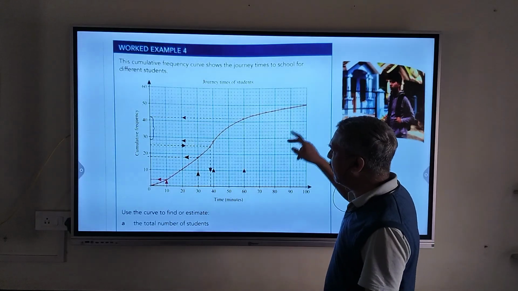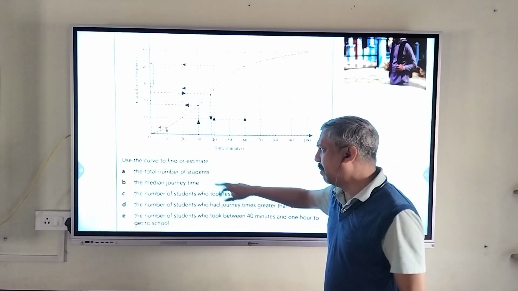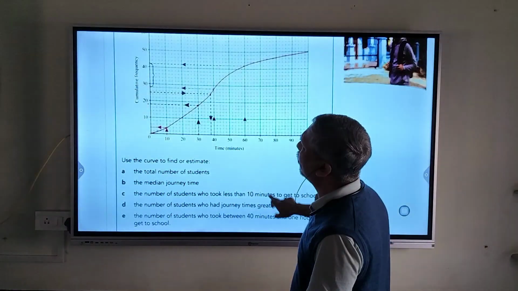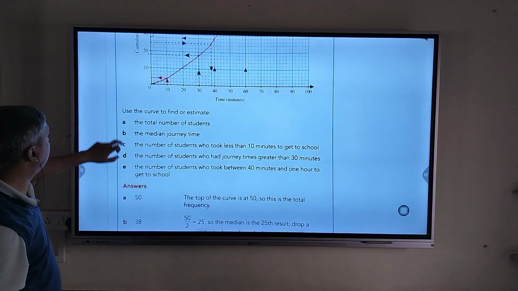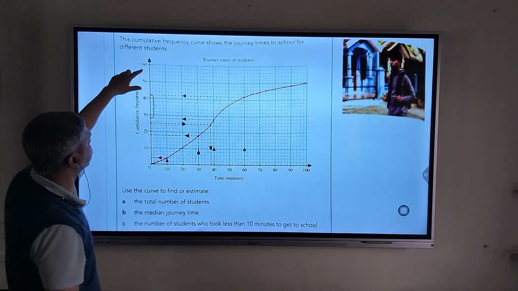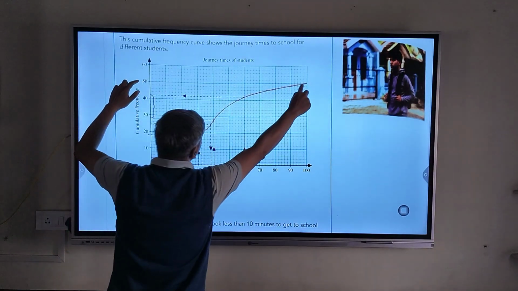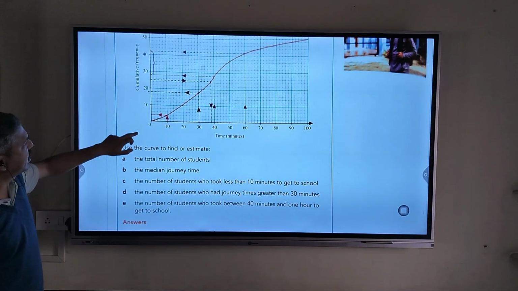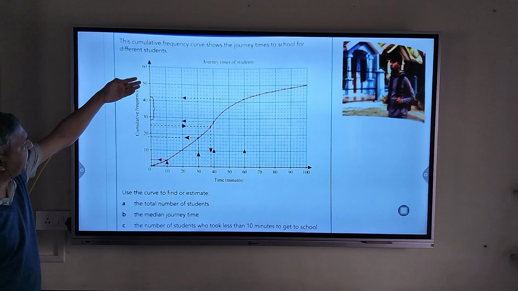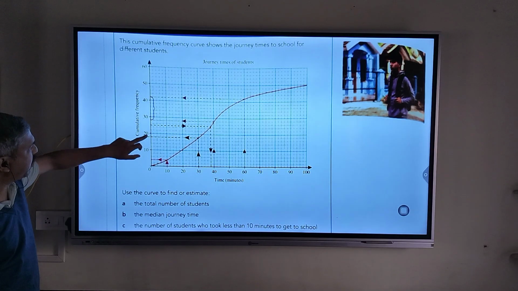This is the cumulative frequency. Total number of students. How many total number of students are there? 60 students. Sorry, not this value. Only up to 50 the graph is going. So the total number of students is 50. The median journey time: divide 50 by 2, 25. Where is 25? 25 is here.